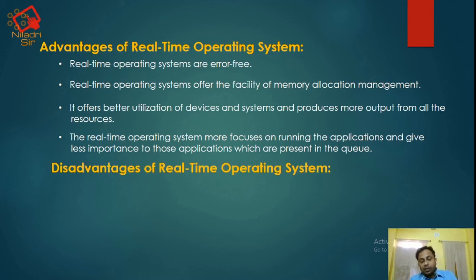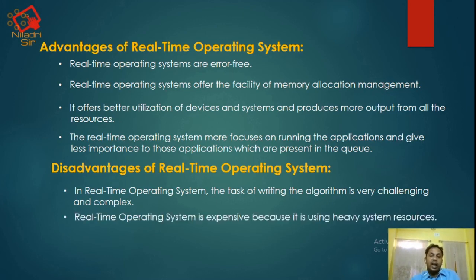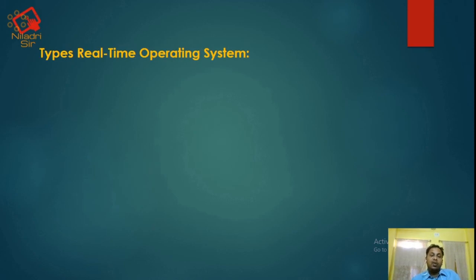Next, what are the disadvantages of real-time operating systems? In a real-time operating system, the task of writing the algorithm is very challenging and complex, and it has to execute all the operations in a specific time. And a real-time operating system is expensive. As you know, you can understand that it is using heavy system resources. There are two types of real-time operating system: one is hard real-time and another one is soft real-time.